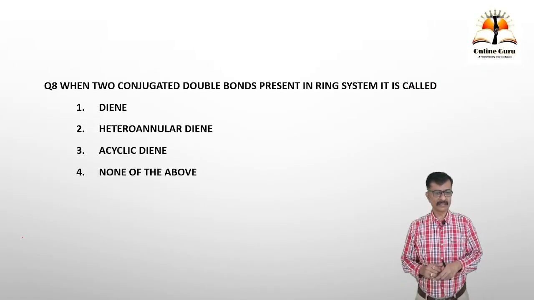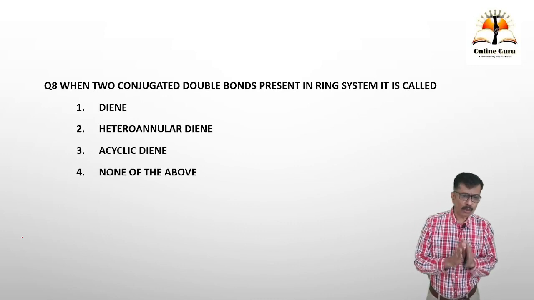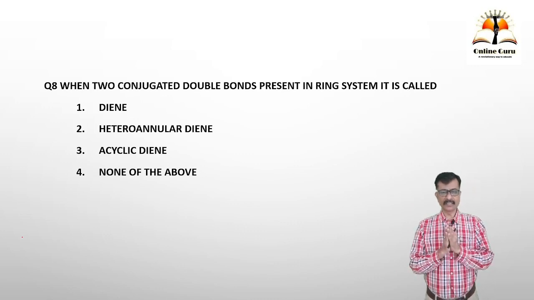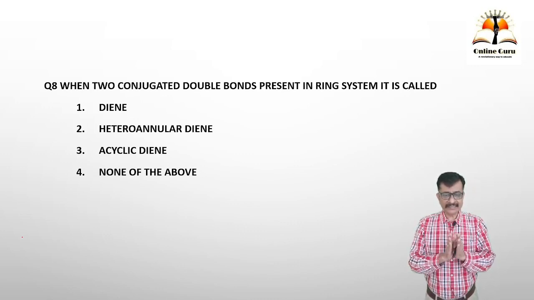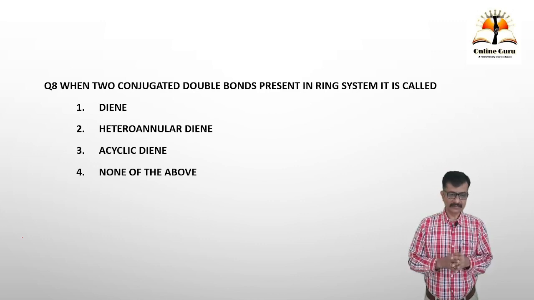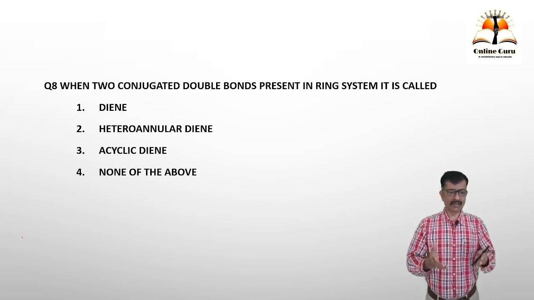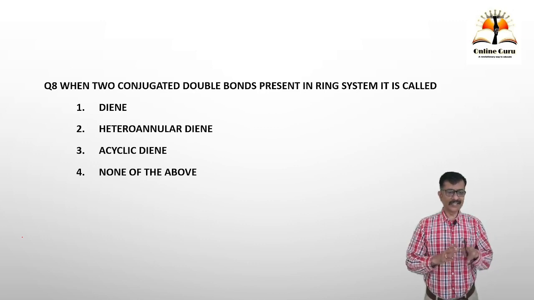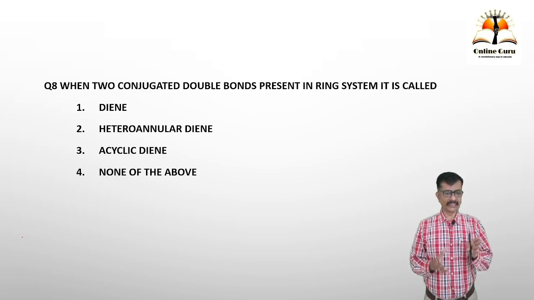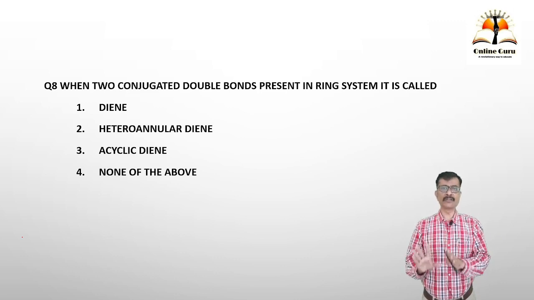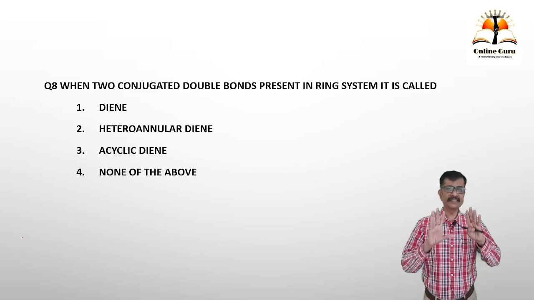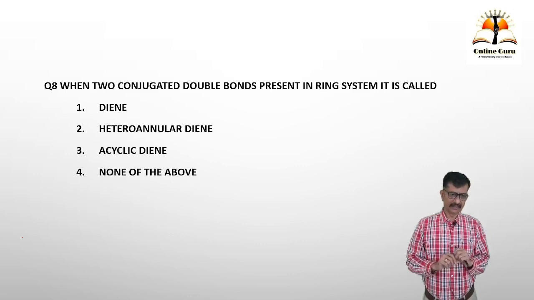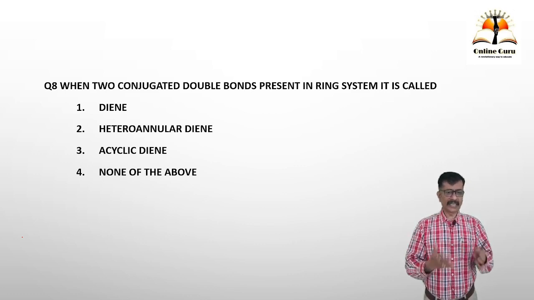Next one, when two conjugated double bonds are present in a ring system, it is called: diene, heteroannular diene, acyclic diene, none of the above. Now see, two double bonds in a conjugation system, it is a diene. So it gives the answer.